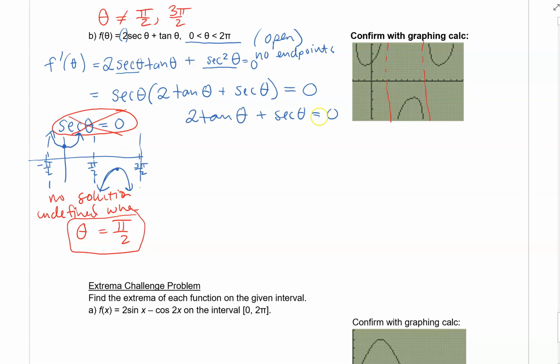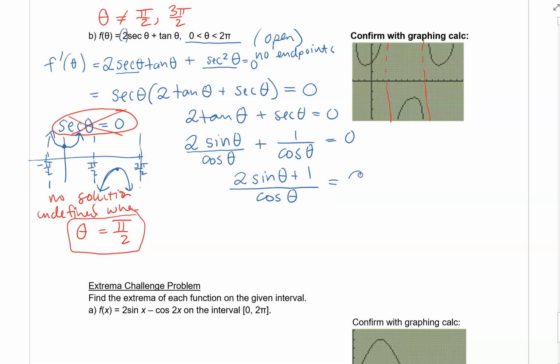So I'm going to get my solutions from this other factor. And I think I'll change them to be in terms of sine and cosine. So tangent is sine over cosine. And then secant is 1 over cosine. So I notice I have a common denominator between the two. So I'm just going to combine that together and get 2 sine theta plus 1 over cosine theta equals 0.